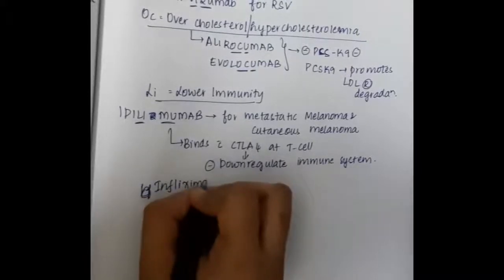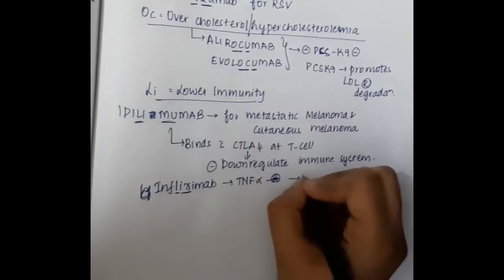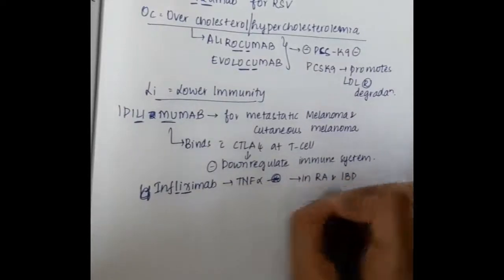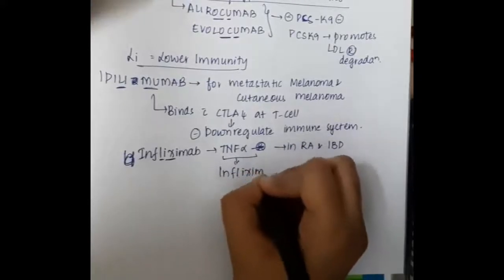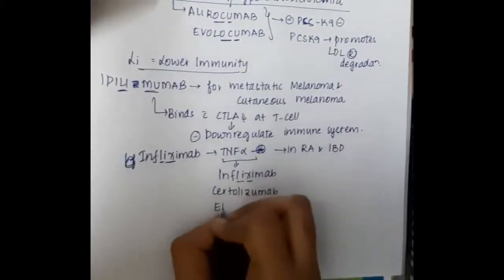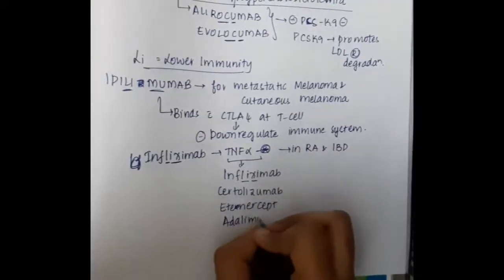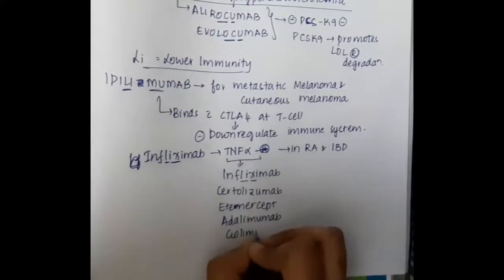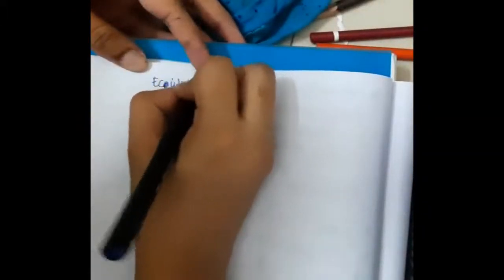Infliximab is actually a tumor necrosis factor alpha inhibitor, which is used in rheumatoid arthritis and also inflammatory bowel disease. These drugs include infliximab, certolizumab, etanercept, adalimumab, and golimumab.